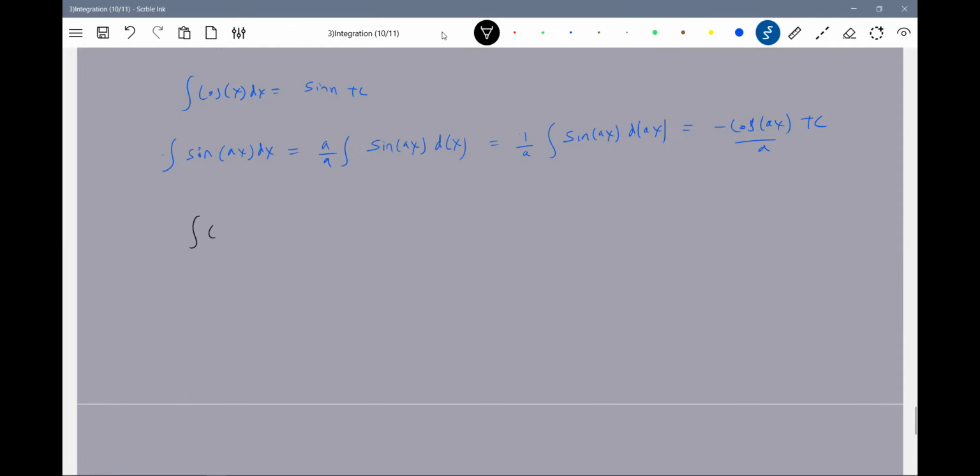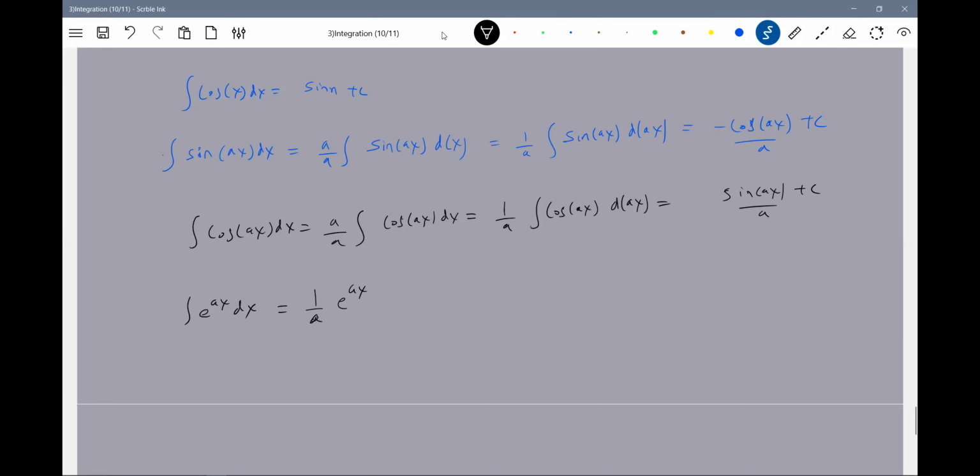So what is the value of the integral of cos ax dx? Again, a similar method. One by a, cos ax, derivative of ax. This will become plus sin ax by a plus c. Integral of e to the power of ax dx. This should become 1 by a e to the power of ax.